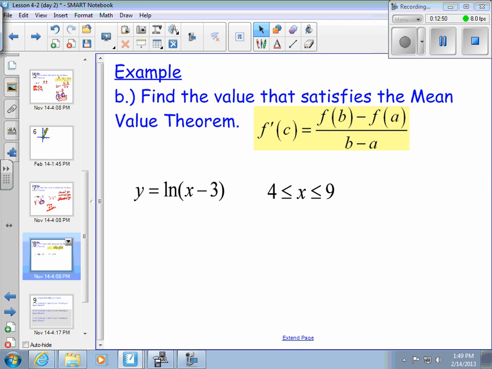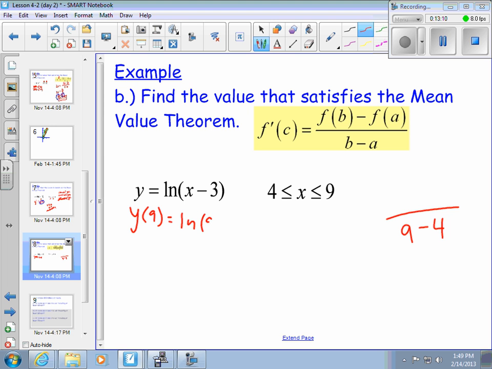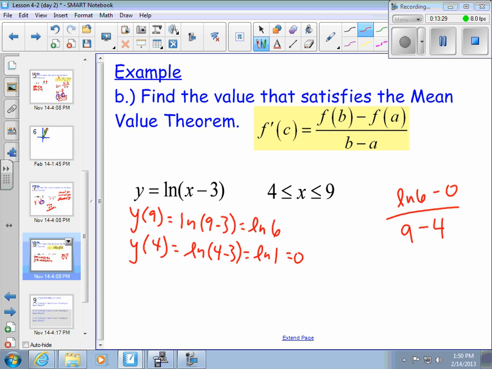All right, so let's apply the mean value theorem. Go through, do the same thing. What are our values on the bottom? From 9 to 4, 9 minus 4. On top, we've got to figure out what our function is at these values. So what's our function at 9? And what's our function at 4? If we plug in 9, we get ln of 9 minus 3, which is the natural log of 6. If we plug in 4, we get ln of 4 minus 3, ln of 1. ln of 1 is 0. So on top, we've got natural log 6 minus 0.